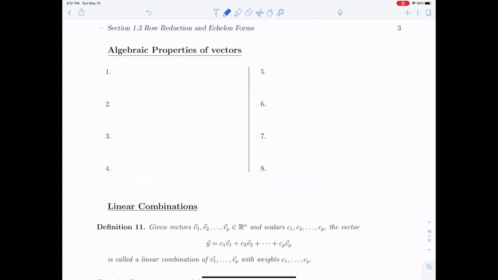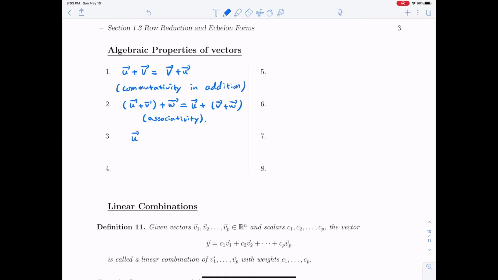Okay, so similar to what we have in the real numbers, there are several algebraic properties of vectors. First of all, vector addition is commutative, which means u plus v is the same as v plus u. So you can add vectors in whatever order you want. Also, if you have u plus v and plus w, then you can unpair this parenthesis and pair it again with v plus w. So vector addition has associativity.